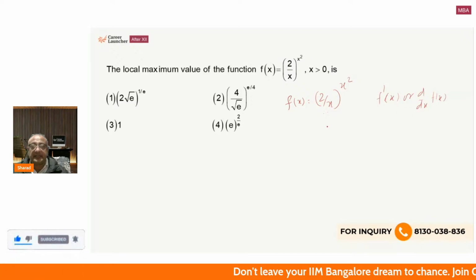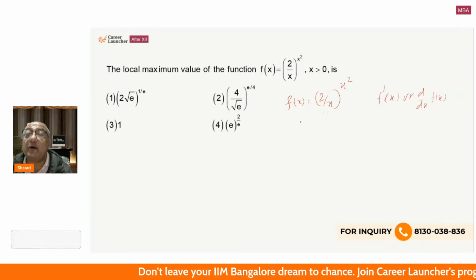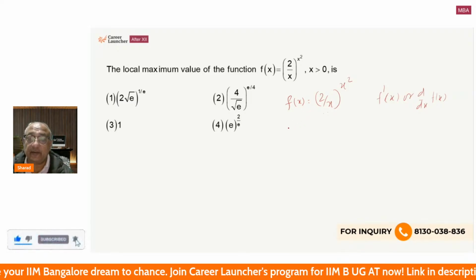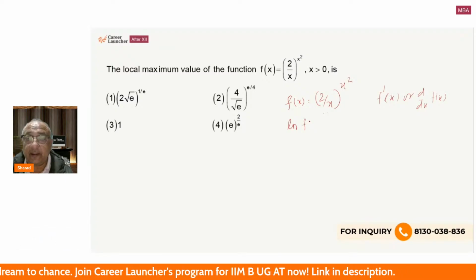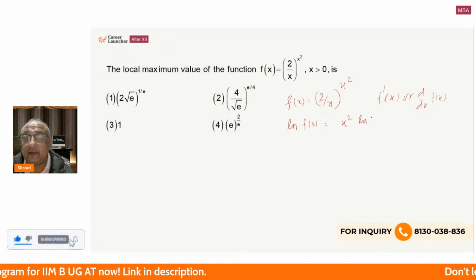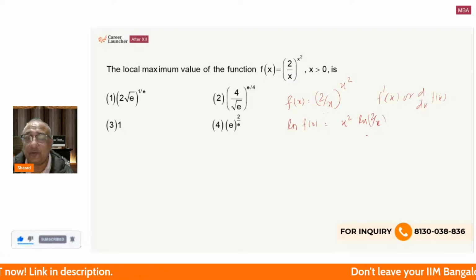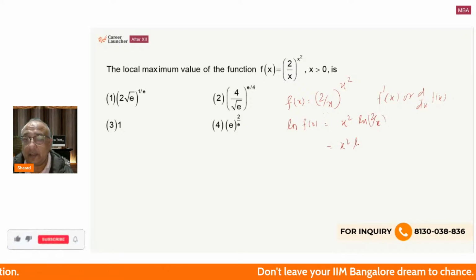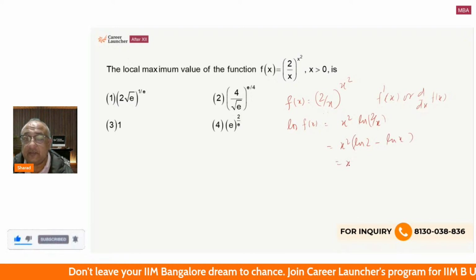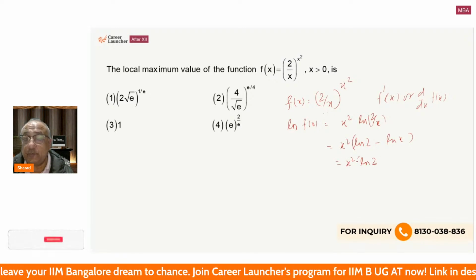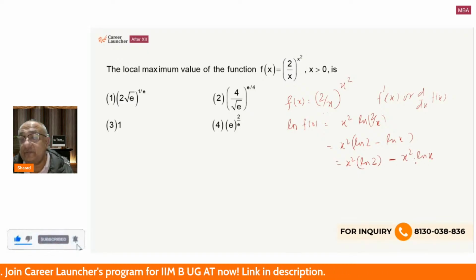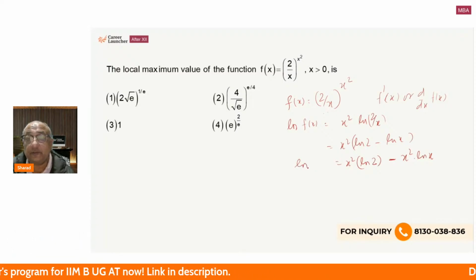As you have noticed, and I have taught you, we will use logarithmic differentiation here. Otherwise, we'll not be able to find it. Okay, so we'll write ln f(x) is equal to x square ln (2 by x). Let me write it as ln 2 minus ln x. So this will become x square ln 2 multiplied by ln 2, which is a constant term. Here I have to use the product rule. Okay, no issues. I'll do that.